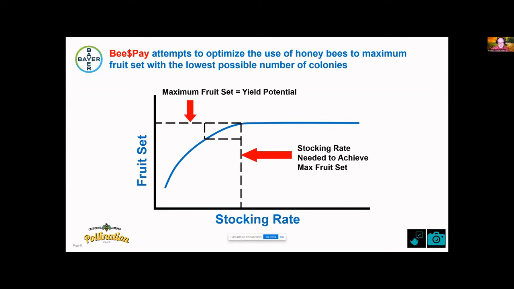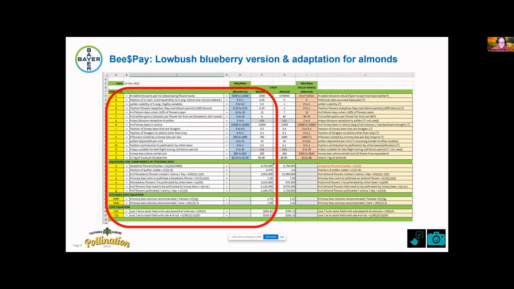So now let's take a look at the Bees Pay model. Please don't try to read the text and numbers in this graphic. It is simply an overview of the tool. But if you can see the numbers and text, that's fine. The structure of the original version of Bees Pay is highlighted by the red box.